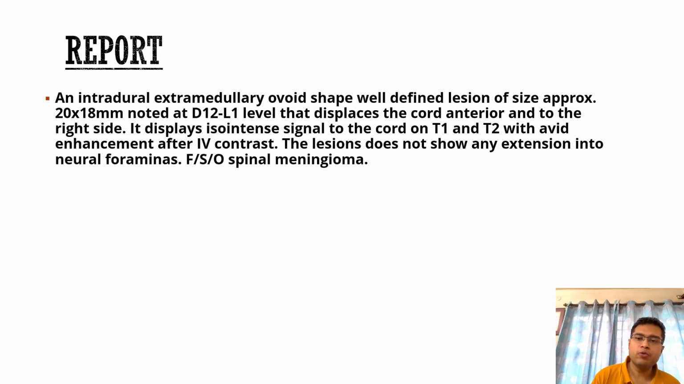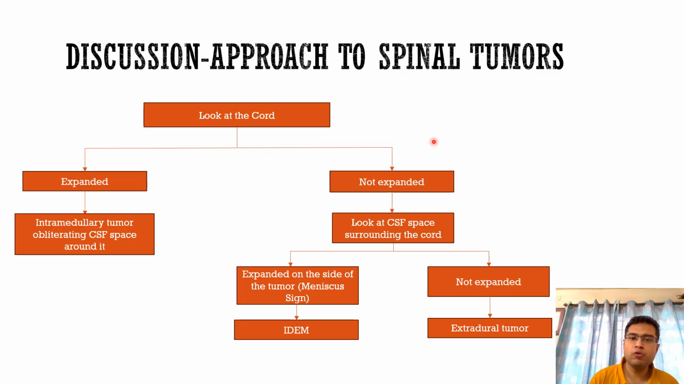So how do we actually approach this? This is a very important flow chart as to the approach to any spinal tumor. The first thing is we look at the cord. If the cord is expanded, as was in our first case, then it is actually an intramedullary tumor which causes obliteration of the surrounding CSF space and expansion of the cord.